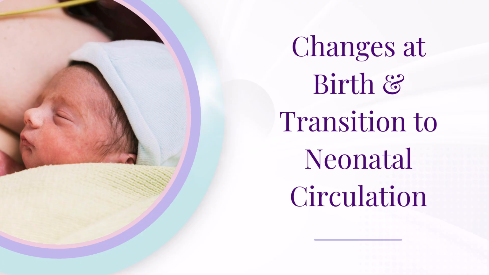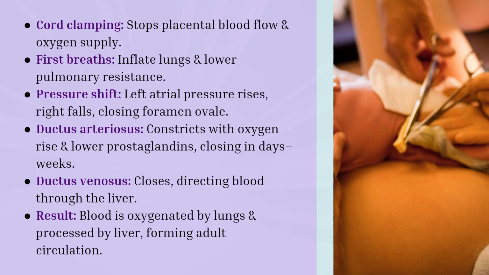Changes at birth and transition to newborn circulation. When the cord is clamped, that stops the placental blood flow and oxygen supply from the mother to the baby. The first breaths inflate the lungs and lower the pulmonary resistance. Pressure shift. Left atrial pressure rises. Right falls, closing the foramen ovale.